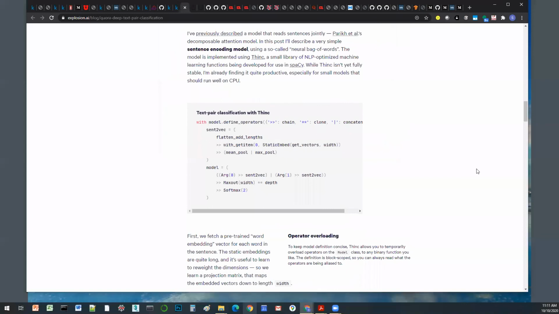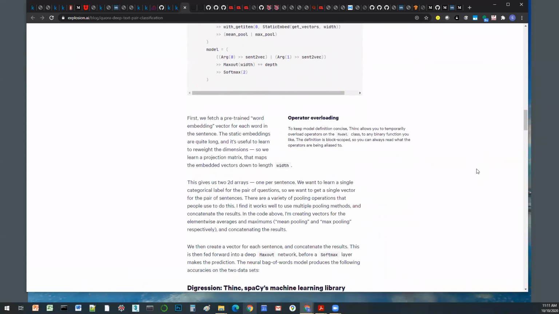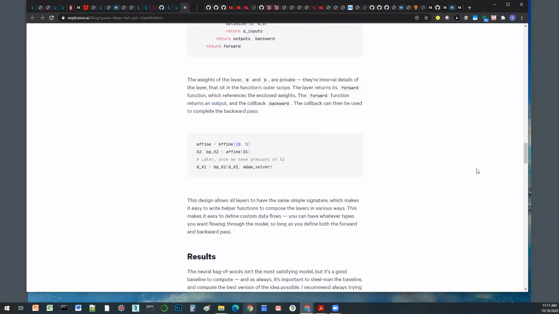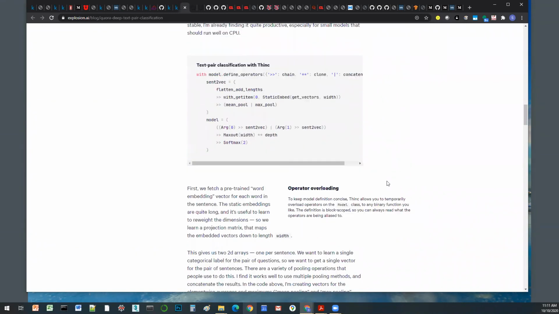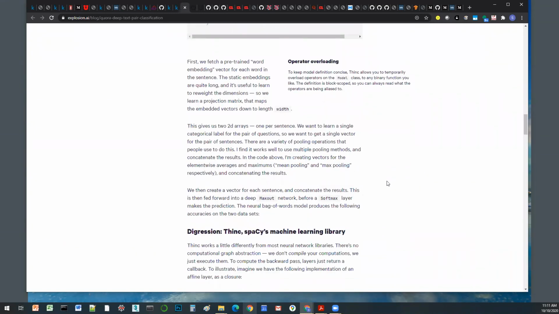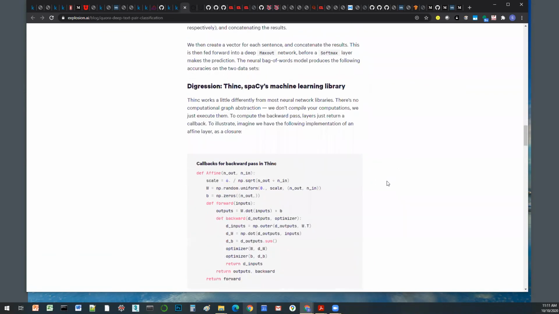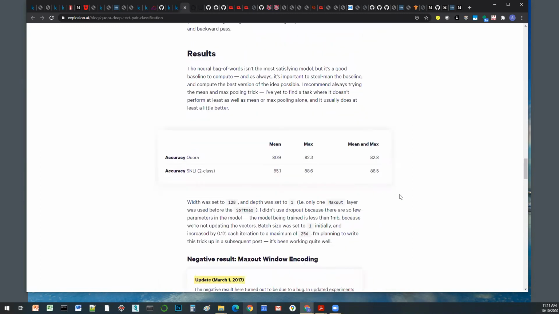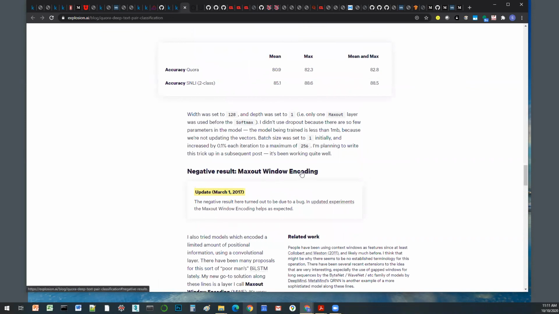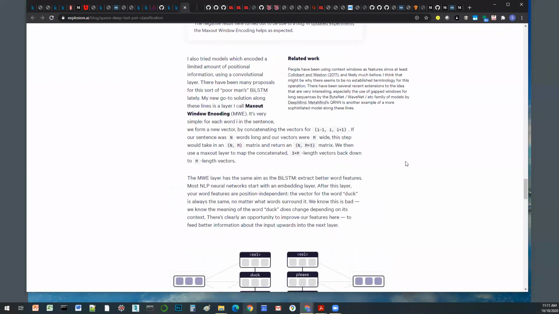And by the way, what you said is correct, but only when you go to the more complex implementation of this approach. The basic approach where you just calculate the mean and the max doesn't require any windowing, so to speak. That's just for a sentence. But there is a version he talks about, which is this Max Out Window Encoding. There, what you say is correct.